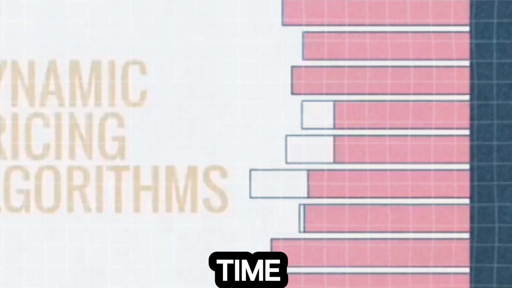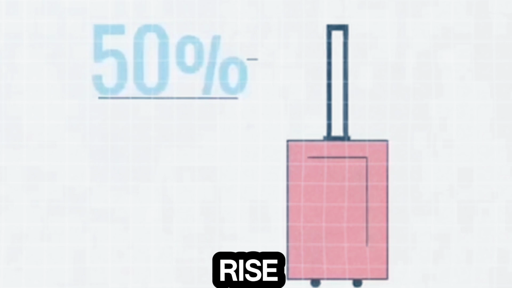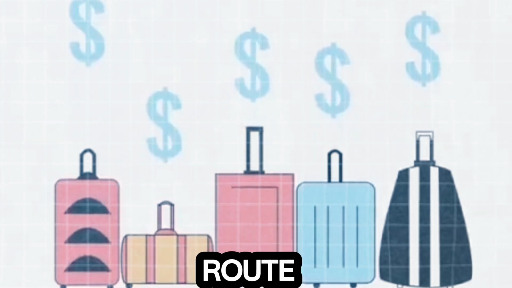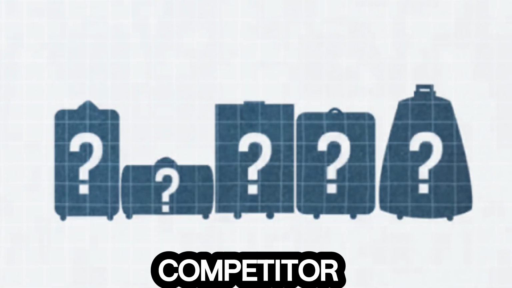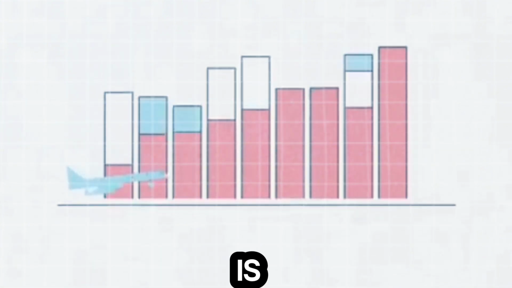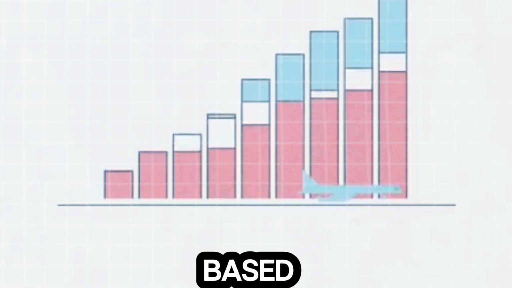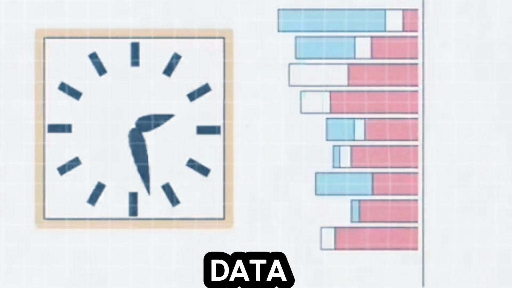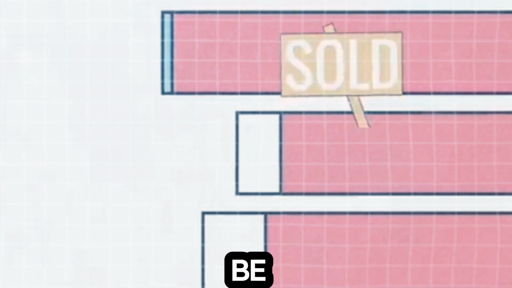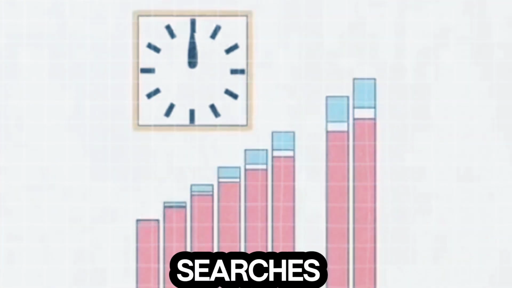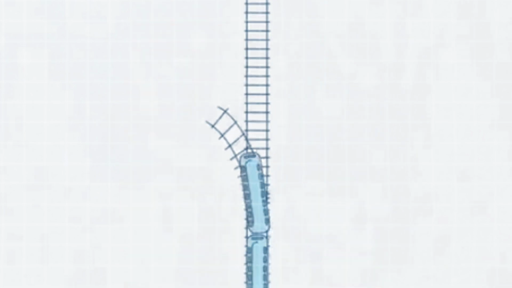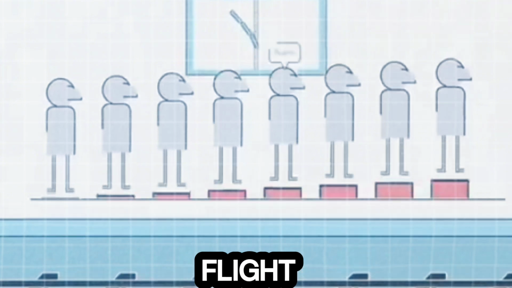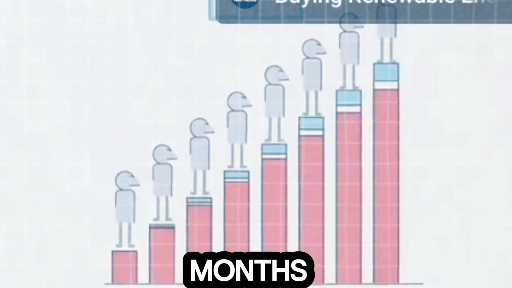Time to departure: prices may rise as the departure date approaches, especially if it's a popular route or travel time. Competitor pricing: airlines adjust their prices based on the prices offered by competitors. Customer data: the price might be higher if a customer frequently searches for flights without booking, indicating a strong interest.